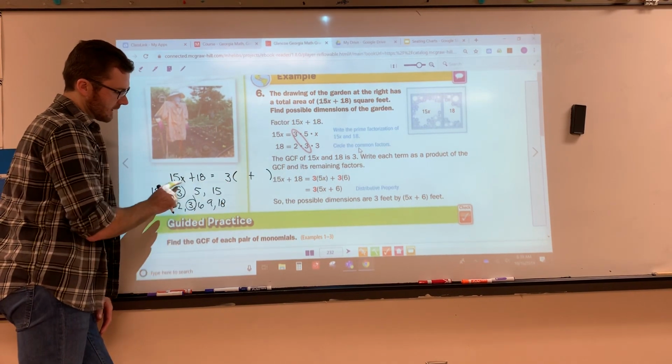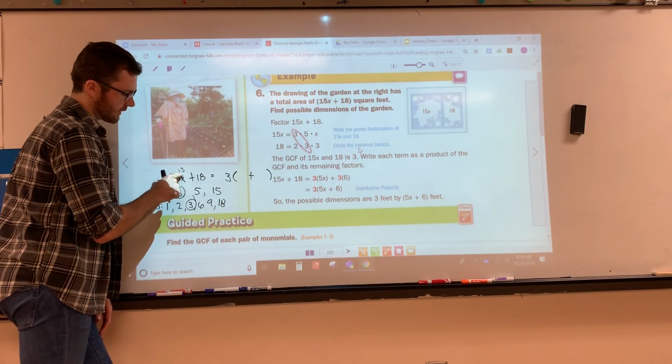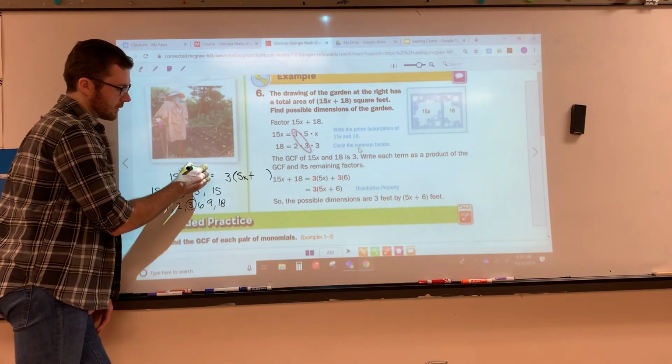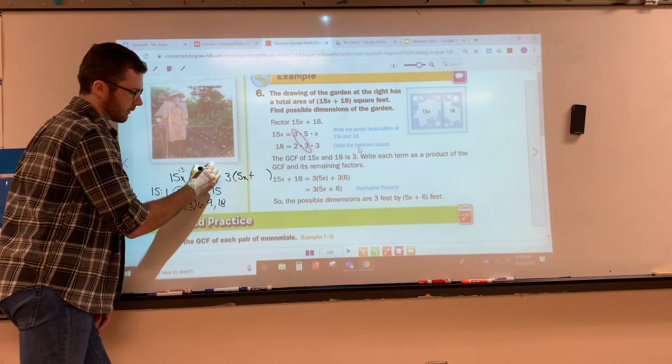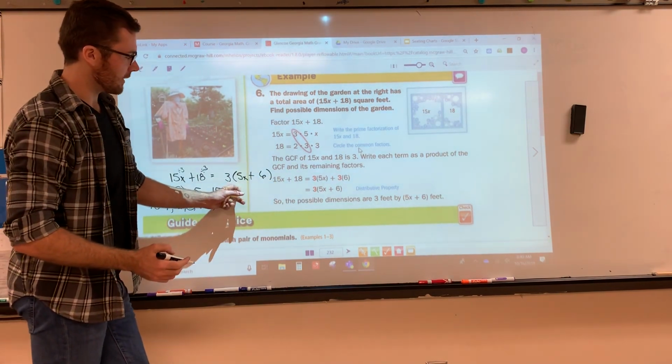So 3 times what equals 15x? Well, I can divide by 3 to find out. 15x divided by 3 is 5x. I can divide 18 by 3. 18 divided by 3 equals 6. So here I have 3 times 5x plus 6.